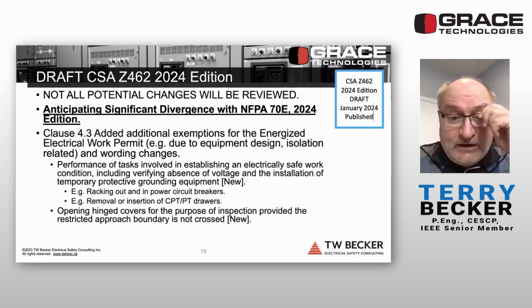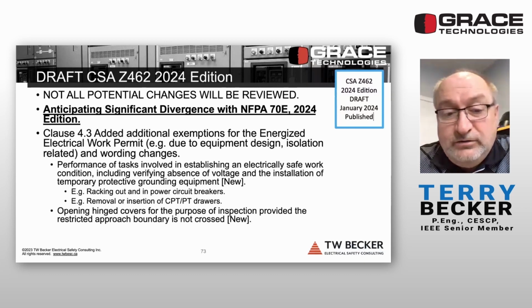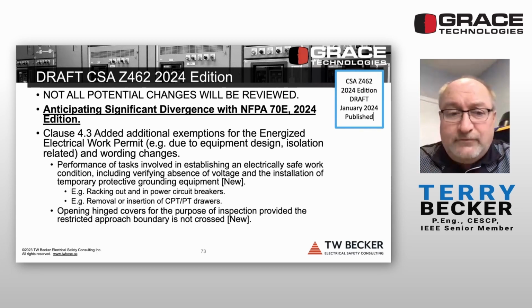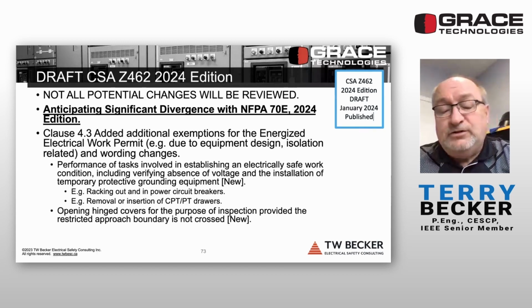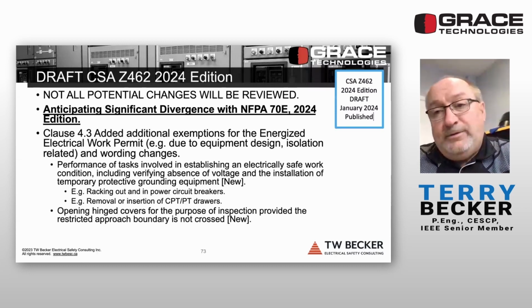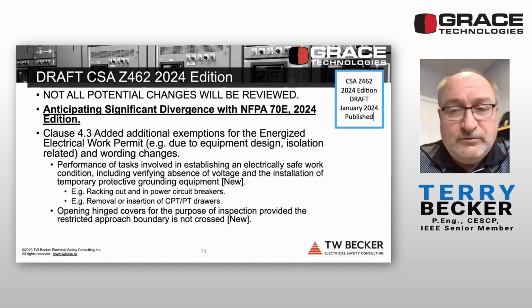Underneath that would be discrete work task descriptions. Performance of tasks involved in establishing an electrical safe work condition, including verifying absence of voltage and the installation of temporary protective grounds, does not need the permit, which makes total sense, but I've been promoting that for over a decade. Right, opening hinged doors for the purpose of inspection, provided restricted approach boundaries are not crossed, don't need the permit. Separately, any requirement to open up a hinged door in your electrical safety program, just exempt it due to equipment design. We've got to get to the other side to test for absence, right? Or to test for voltage, right? Or other diagnostics work. So that's a significant change.